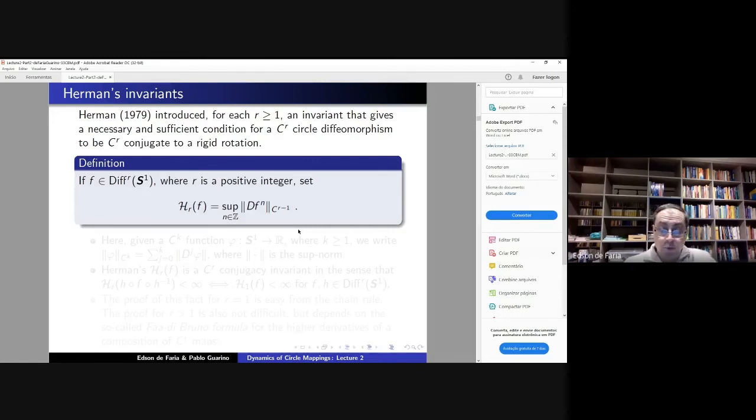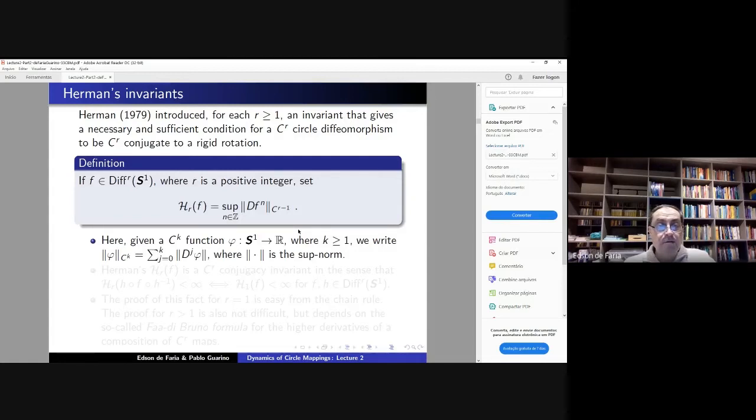Okay, so what do I mean? First of all, what do I mean by the C^r norm? So the C^(r-1) norm. If you have a C^k function, I'm writing that the C^k norm of this function is just the sum of the C^0 norms of all derivatives of phi up to k, okay?